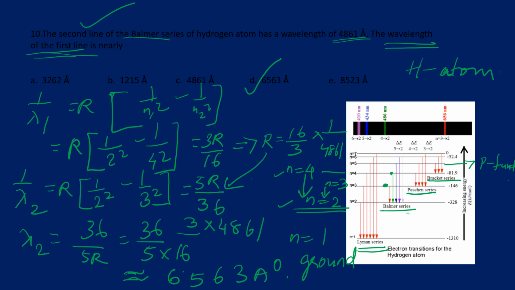And we can also say that this Lyman series you can see in UV, this Balmer series in the visible spectrum, Paschen in the infrared region, Brackett also in infrared, and Pfund. So option D is the correct one.